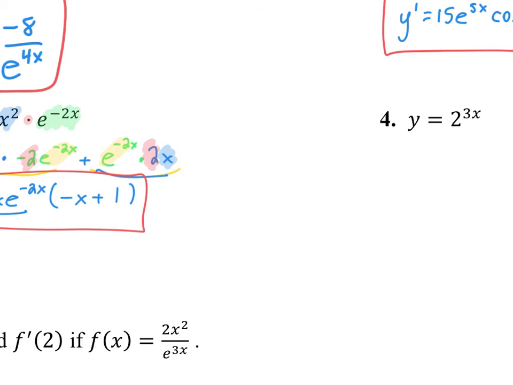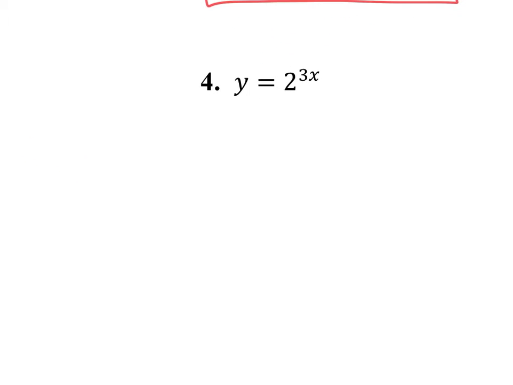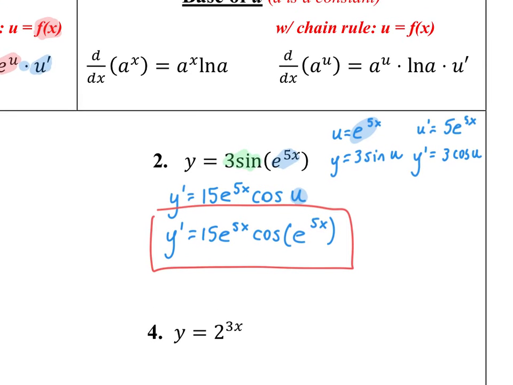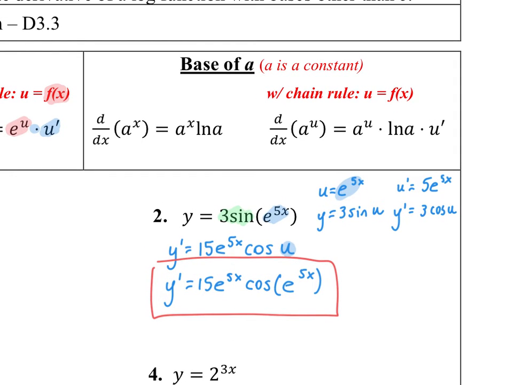In question 4, I've got a function, it's an exponential function, but it does not have a base of e like the other ones did. So I'm going to use a different formula for this, and it's written up here on the right side. So this is for when my base is an a, and a is just a number, a constant. So in that example I'm working on, it is a 2.